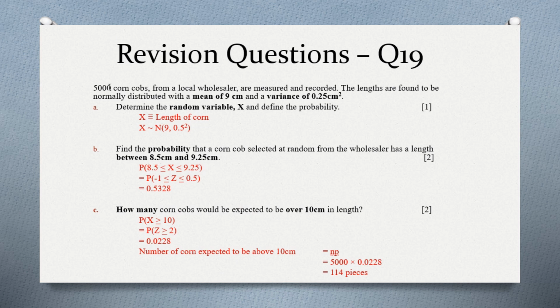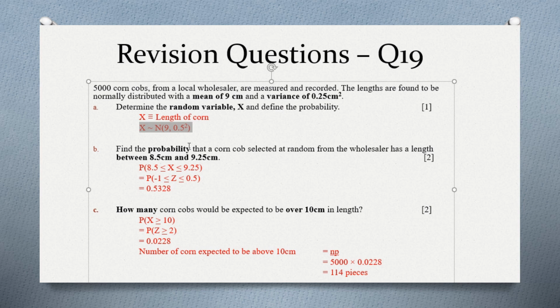Last question. 5,000 corn cobs from a local wholesaler are measured and recorded. The lengths are found to be normally distributed with a mean of 9 and a variance of 0.25. Determine the random variable X and define the probability. Random variable X is your event and your probability, this is it, okay? Find the probability as between this and this.